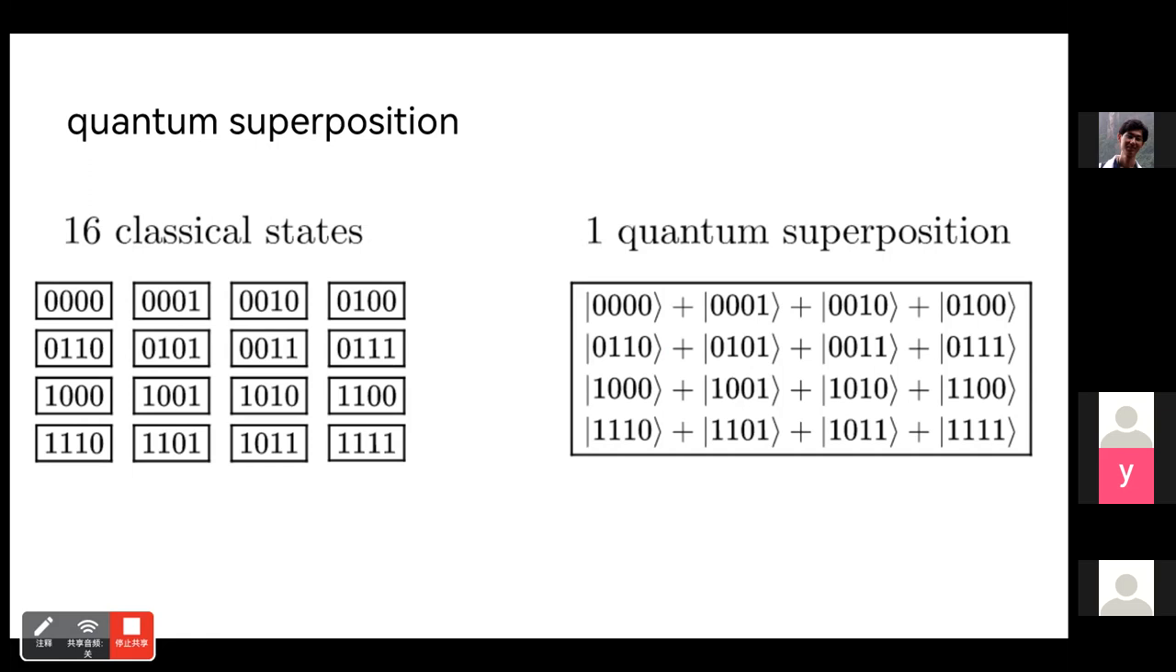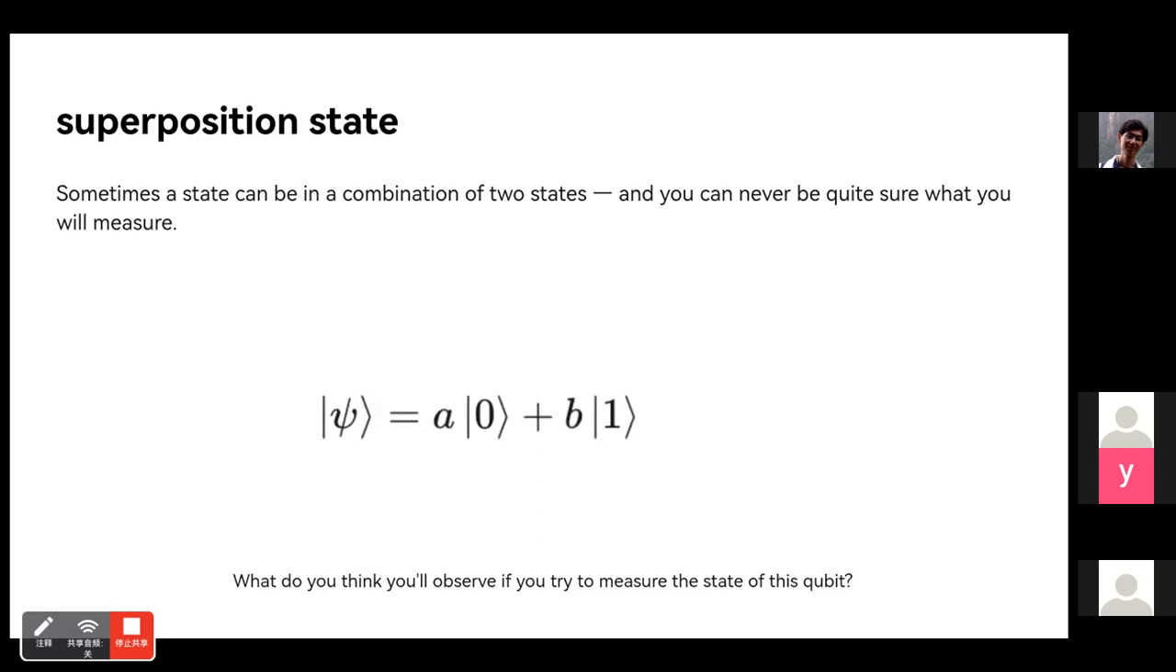So what is the superposition state? The definition is that sometimes a state can be in a combination of two states, and you can never be quite sure what you will measure. Before you measure it, you will never know if it is a zero or one. So here is a quick question. What do you think you will observe if you try to measure the state of this qubit?